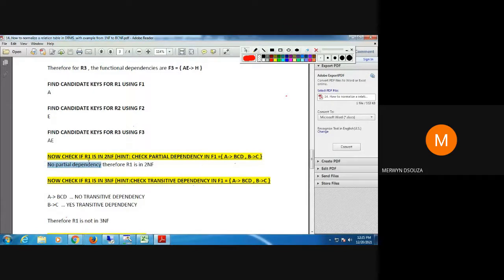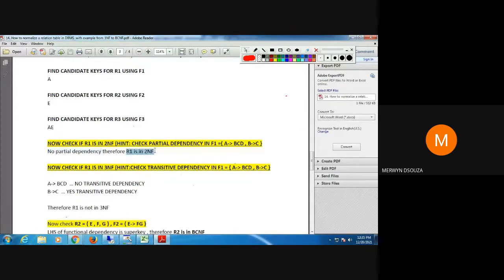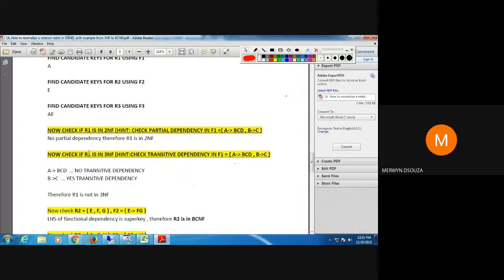I'm not doing that here. You will find out that R1 is in second normal form. Therefore, now you take only R1 and check whether it's in third normal form. Why aren't we taking R2 and R3? Because I already found out that R2 and R3 are in BCNF. So check whether R1 is in third normal form.